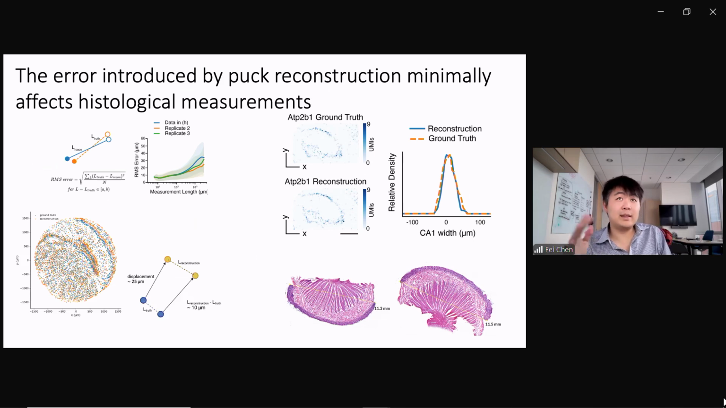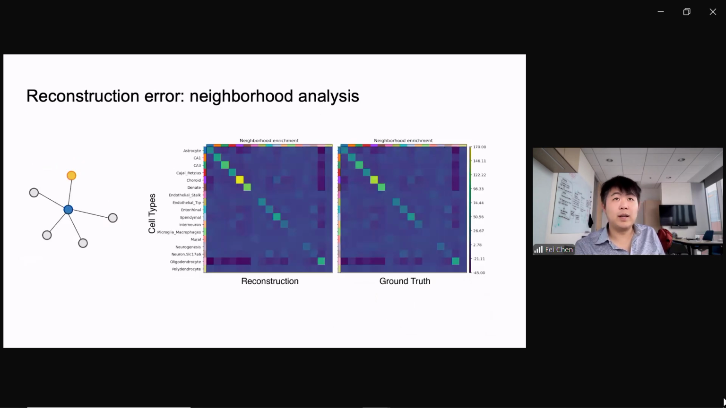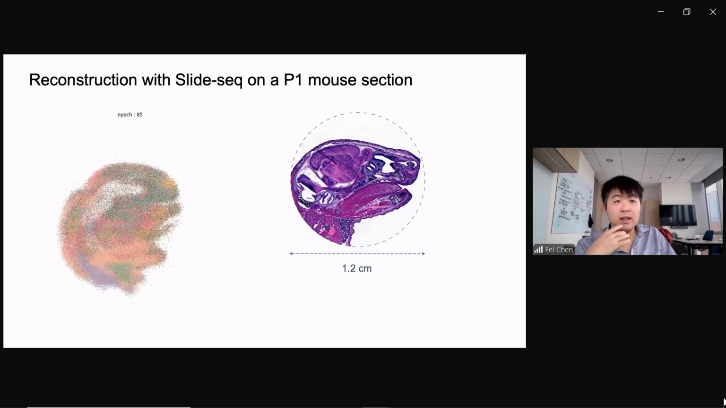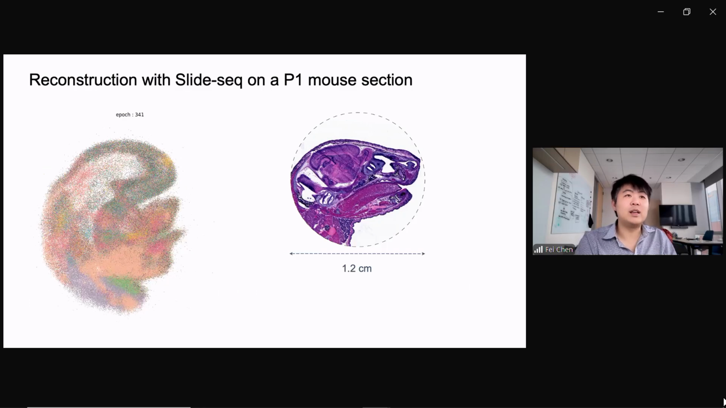So basically, we think the data is equivalent in the reconstructed form and the ground truth form, and you can see that here too. This is measurements of pairwise neighborhoods in these two data sets, and again, they're virtually identical. And so then we performed this on, I see, I should be wrapping up now.